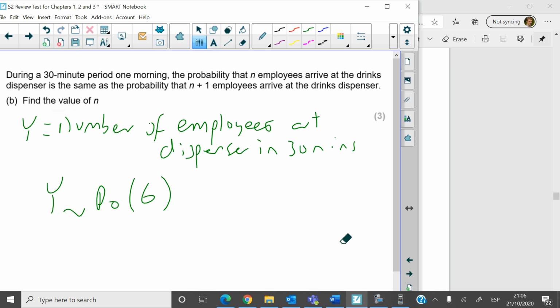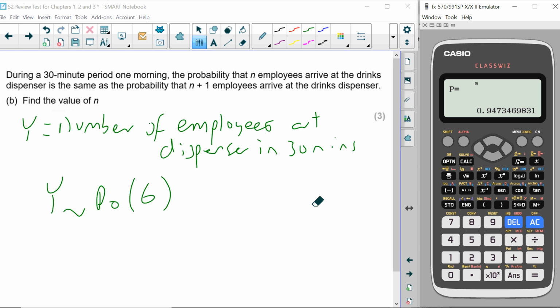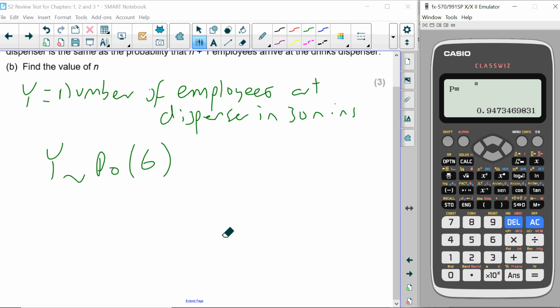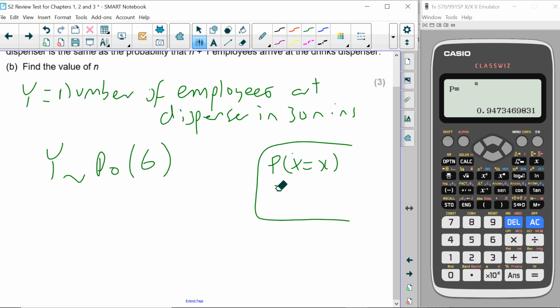Okay, so let's get back to this then. Our calculator as well. Making a note of that, for later on if you wish. You can have the formula written up here. The probability that X is equal to x in a Poisson is the same as e to the minus lambda multiplied by lambda to the x over x factorial.